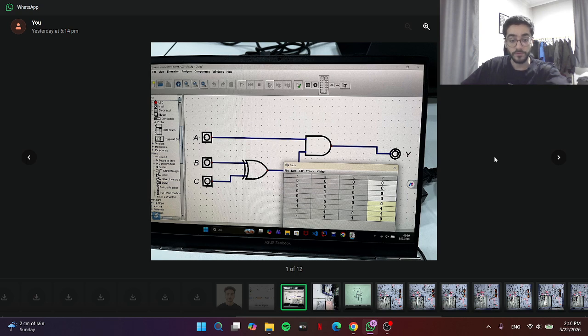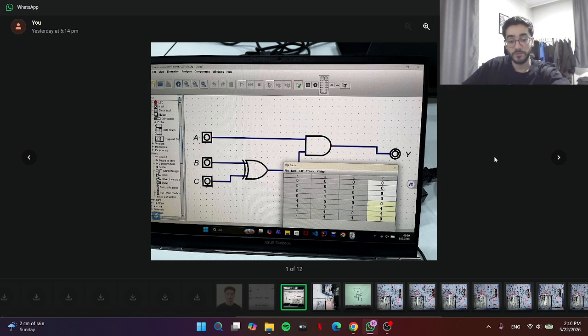We then verified the circuit by creating and analyzing the truth table. From the truth table results, the output Y was equal to 1 only for the combinations 101 and 110, while all other combinations produced an output of 0. This confirmed that the circuit was operating correctly.